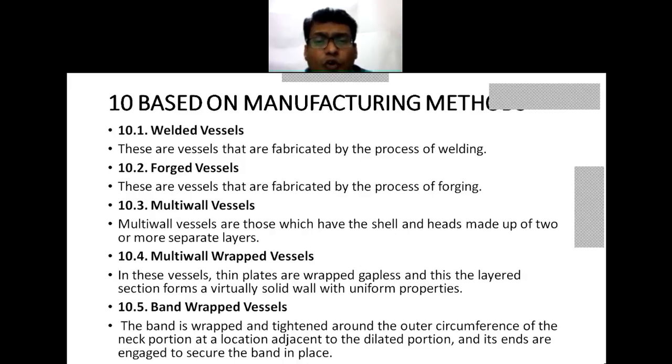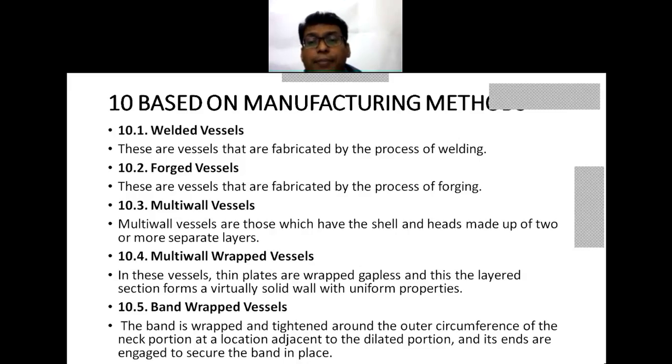Then there are multi-walled vessels. Multi-walled vessels are those which have the shell and heads made up of two or more separate layers. Means one layer can be of one metal, and another layer can be of another metal, or can be of glass. That is what you call multi-walled vessels.